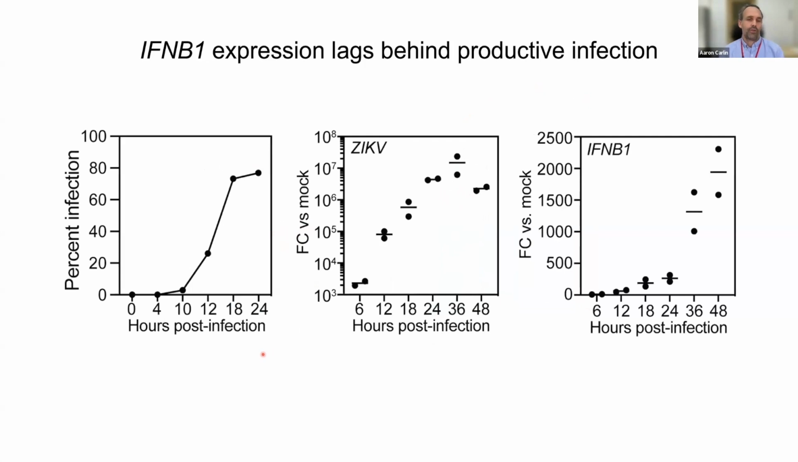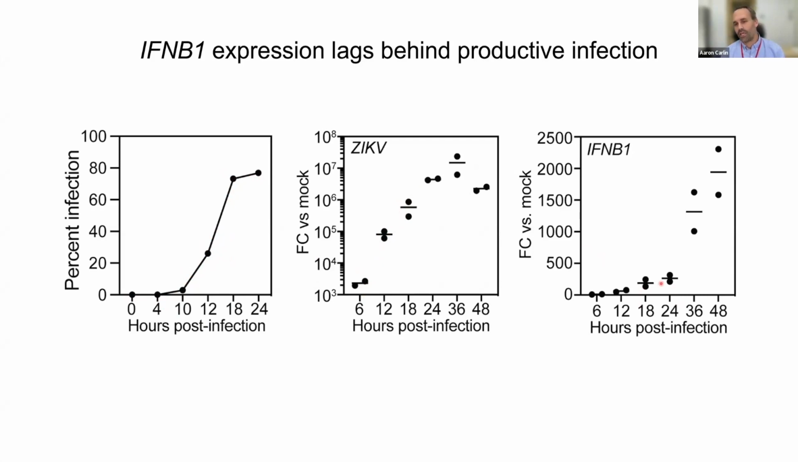If you look at the kinetics, this is the percent infection by antigen staining of virus infected cells. Between 10 and 12 hours, you start to see a big spike in the infected cell population, which increases to about 18 hours and then levels off. This is a period of very rapid virus production. If you look at viral RNA, you can see that here also: early and really rapid production of virus.